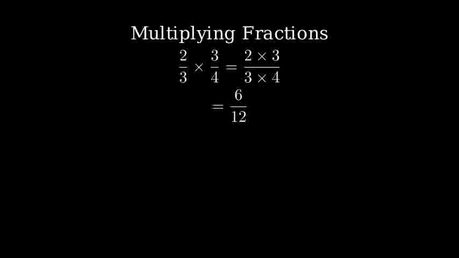So we got a fraction now, 6/12. Next, we will simplify 6/12. Simplifying fractions is dividing both the numerator and the denominator by their greatest common divisor. Here, the greatest common divisor of 6 and 12 is 6. So we divide the numerator and the denominator by 6. Once we do that, we're left with 1/2.